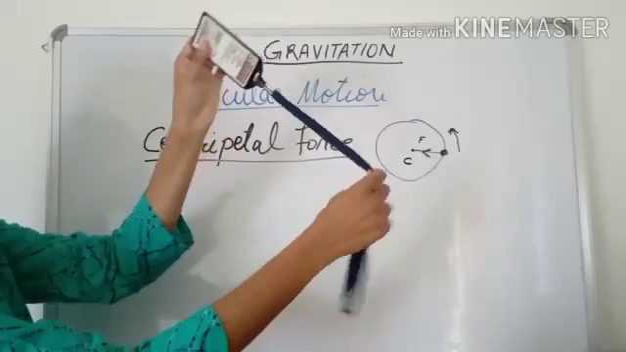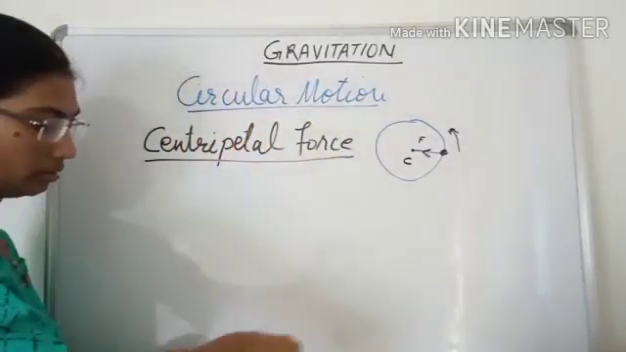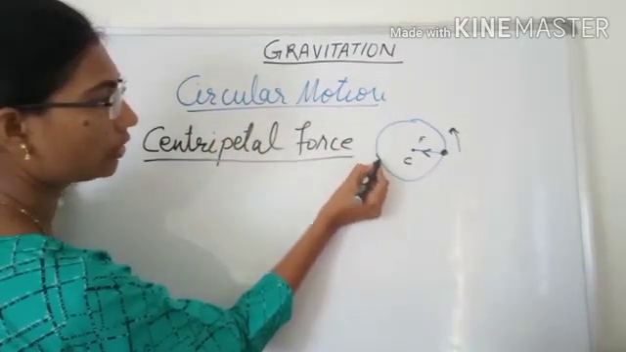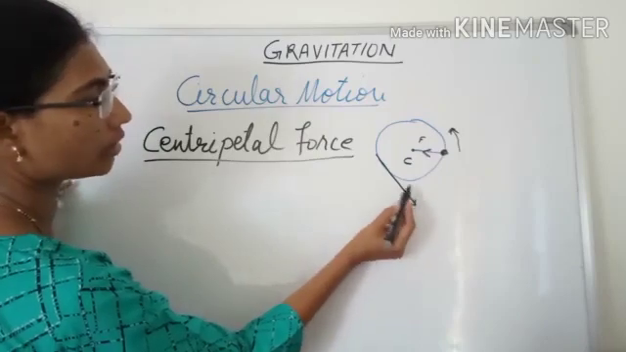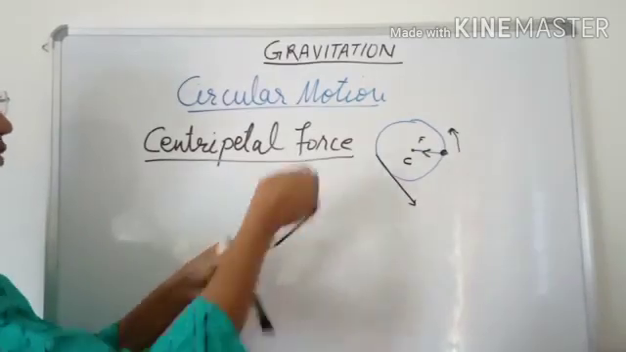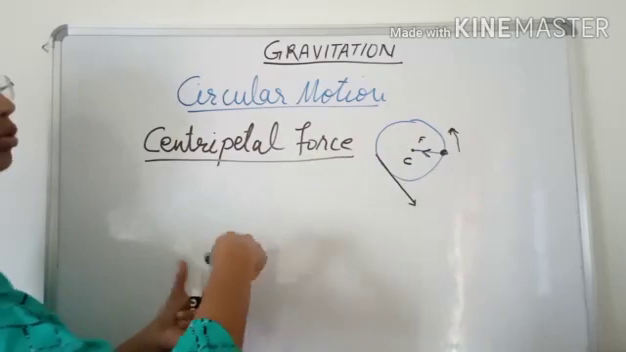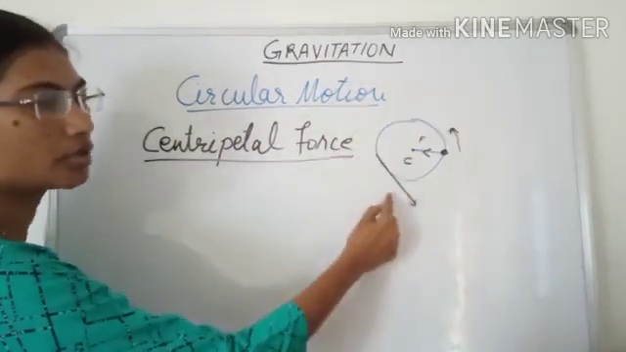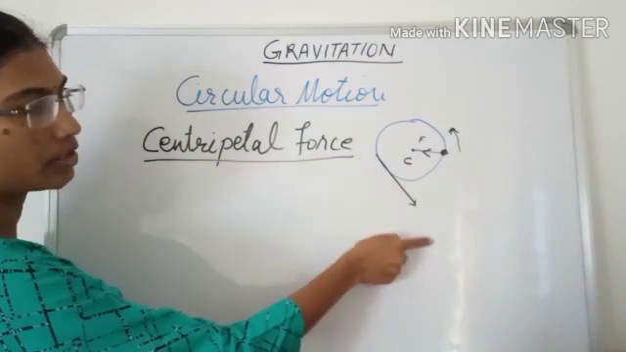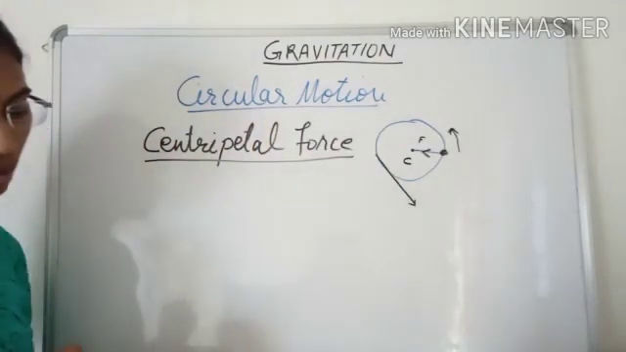The direction of the force is along this strip, and the direction of the moving object is along the tangent to the circle. Try it at home: if you rotate it in a circle and then let it go, in which direction will the object go? It will move along the tangent. Tangent, you have studied in geometry, is a line touching the circle. So it will move in this direction or that direction. So that is centripetal force.